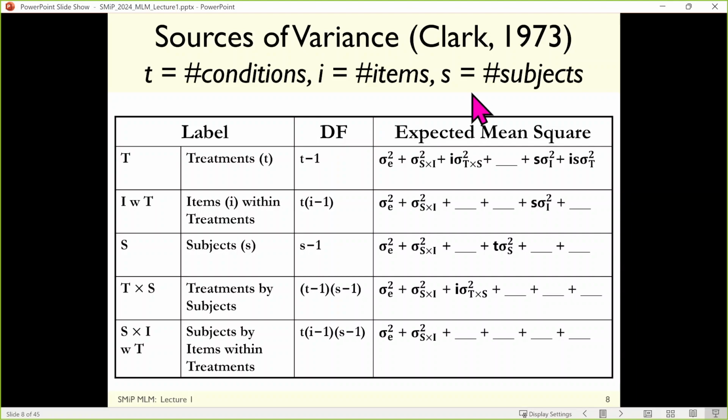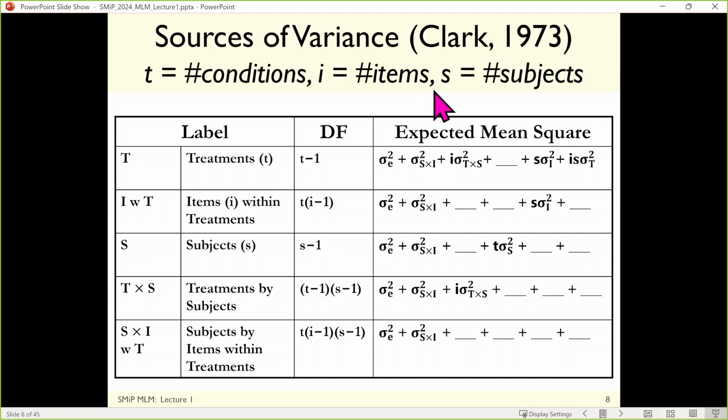So this is from the 1973 paper where he was showing more specifically what the problem is. This is a design in which we have items that are being manipulated. They call that a treatment effect, like the effect of A or the effect of B, for instance. And then we have items that are nested within treatments. We have differences between subjects, and we have treatments by subjects, and then we have subjects by items within treatments. So that's all the potential sources of variability that we would have in the original data, not the aggregated one.